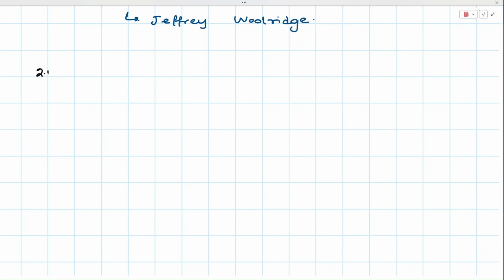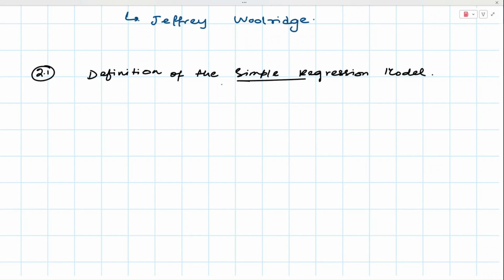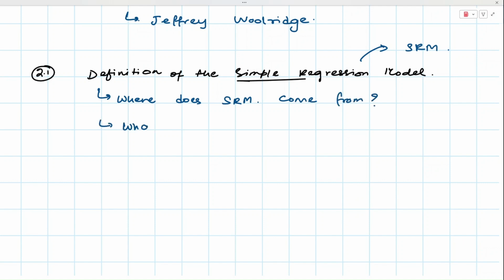The first topic that we'll be discussing is the definition of the simple regression model. This part discusses the idea that leads to the creation of the simple regression model. So, where does it actually come from? The simple regression model is sometimes abbreviated as SRM. So where does SRM come from? What is its purpose?